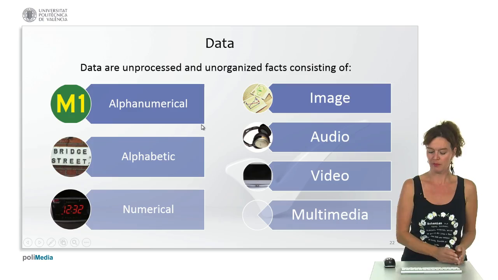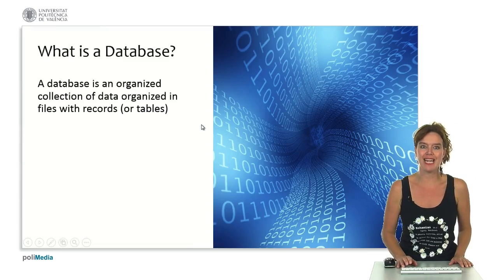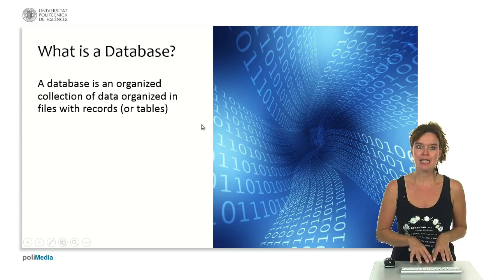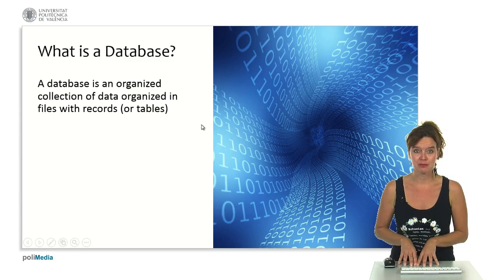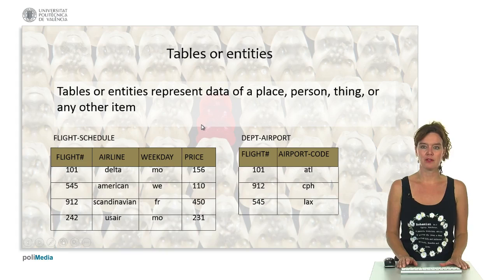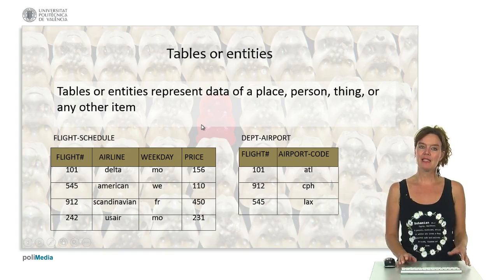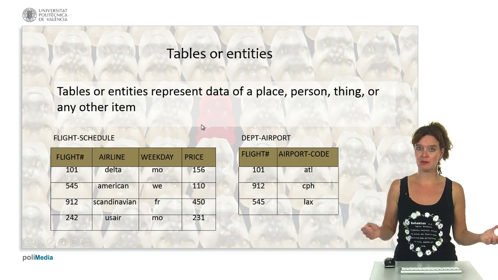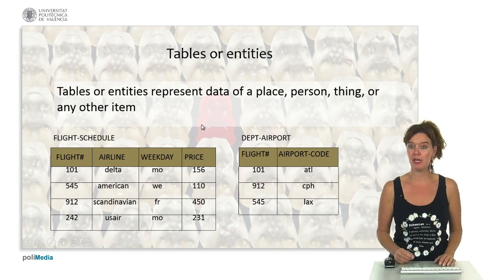So this is data. A database is an organized collection of data. And this data, like I said in previous videos, is organized in files. And files are a set of records. So, let's look at these files. These files contain tables or entities. And these tables and entities represent data. Any type of data. A place, a person, a thing, a flight schedule, or an airport.